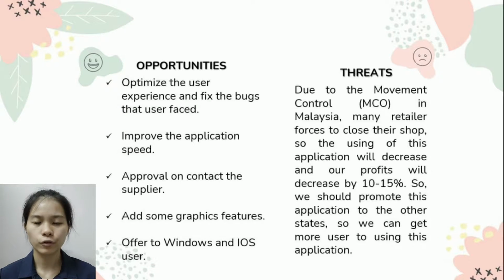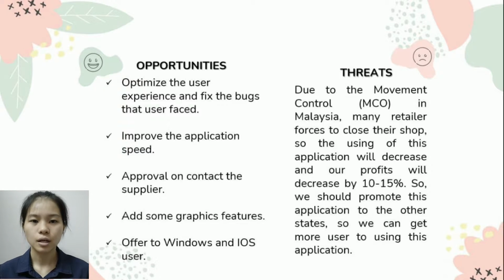Then our next approach is on contacting the supplier. For now, we link the app to WhatsApp so the supplier can receive orders via WhatsApp. We will also offer this application to the supplier so the supplier can receive orders from the small business operator through this application. After that, we will add some graphics features in this application, such as letting the seller change the application theme to one they like. We will also offer the app to Windows and iOS users in the future. All of this will be done in future updates.